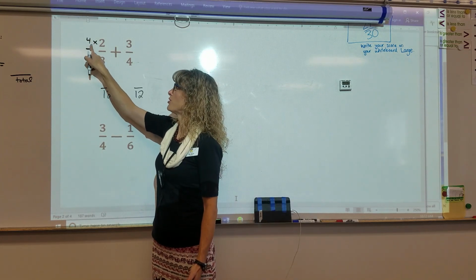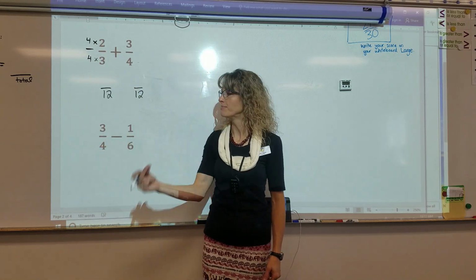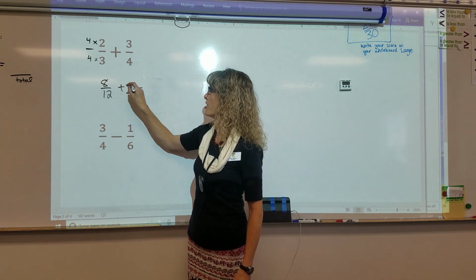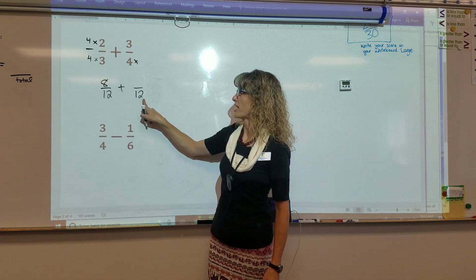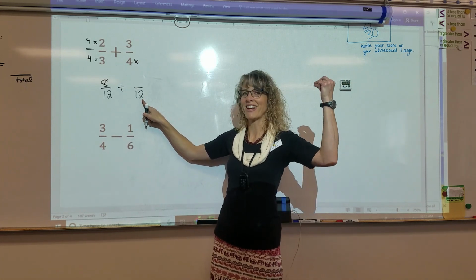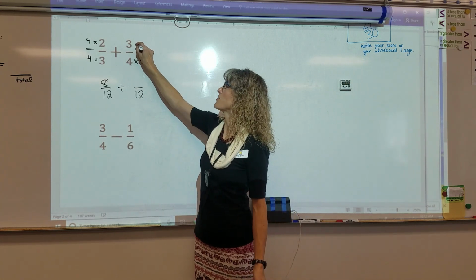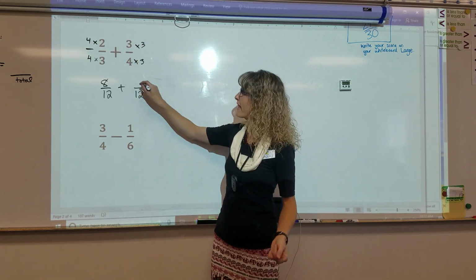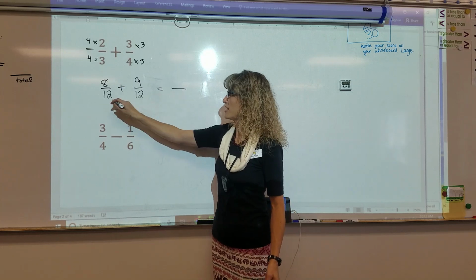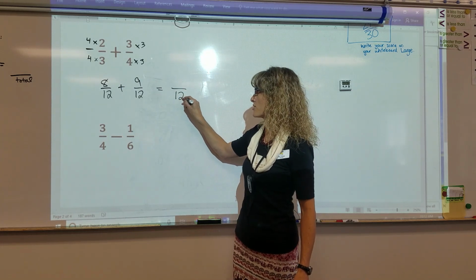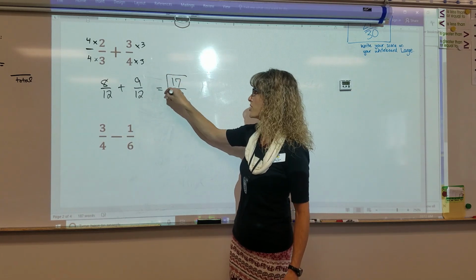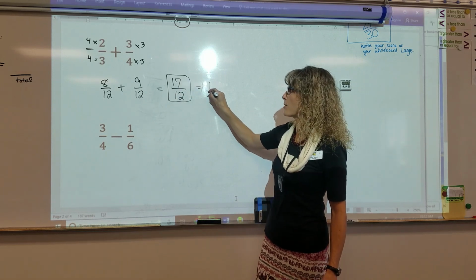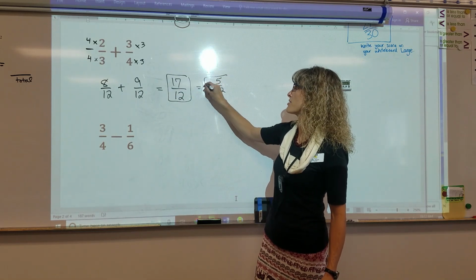So on the top, 2 times 4 is, get ready? 8. On the bottom, what would I multiply the 4 by to get a 12? Get ready? 3. So I'm also going to multiply the top by a 3. 3 times 3 is, get ready? 9. Now that I have a common denominator, I'm going to add. The denominator stays at 12. I add the tops, I get 17/12ths, which is okay. Or I can say 1 and 5/12ths.